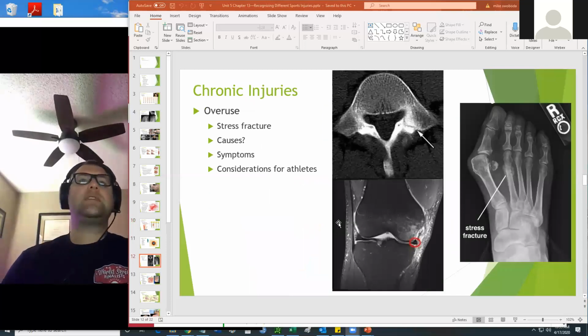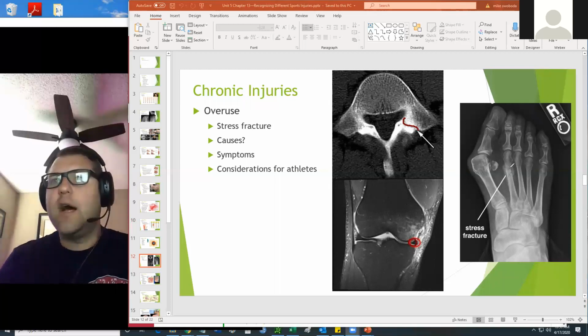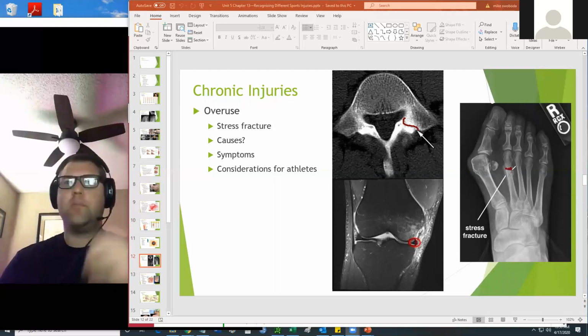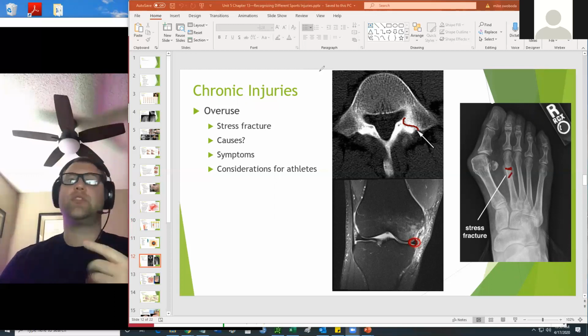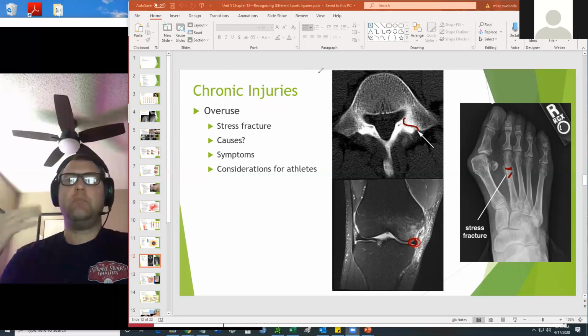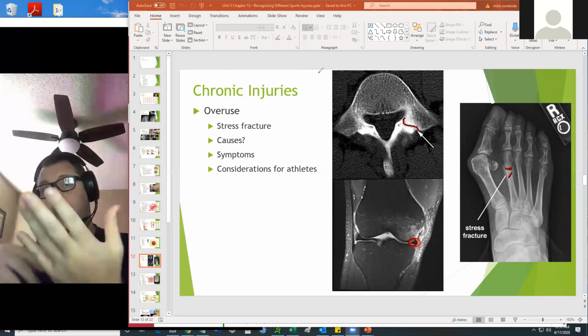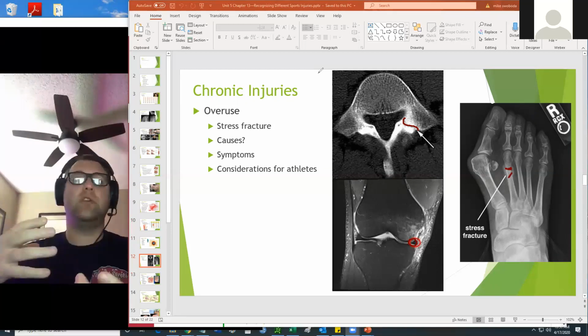When you get something like, say, a stress fracture here, you see we have this nice cut there, a little tear there. When you get a stress fracture, this isn't the result of just one bad thing happening. It's a culmination of lots and lots of things. You're not going to break your bone in a stress fracture or have a hairline fracture from one instance. It's usually repetitive overuse.